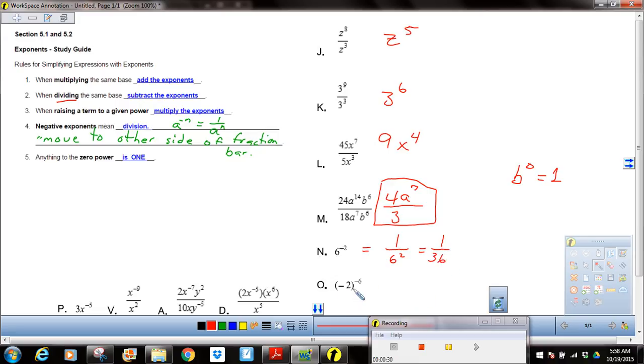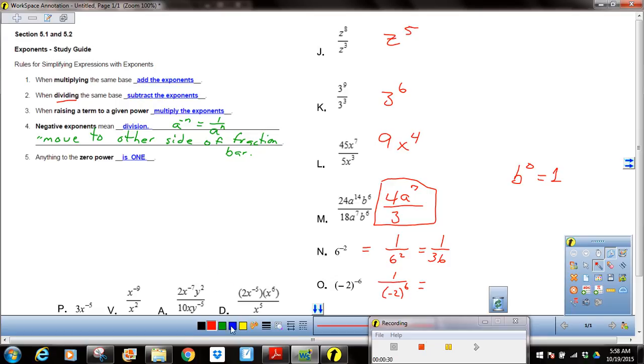Okay, we've got the same thing here. Negative 2 to the negative 6th power. That'd be 1 over, make sure you keep the negative 2 in the parentheses, 6th. And now if you want to do negative 2 times negative 2 times negative 2 times negative 2 times negative 2 times negative 2, you can do that.